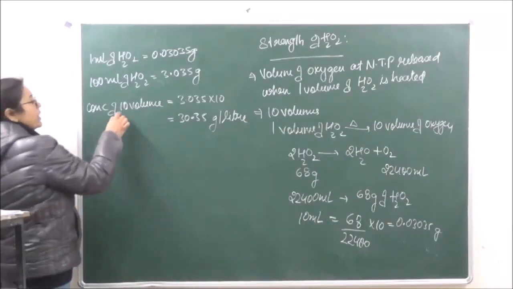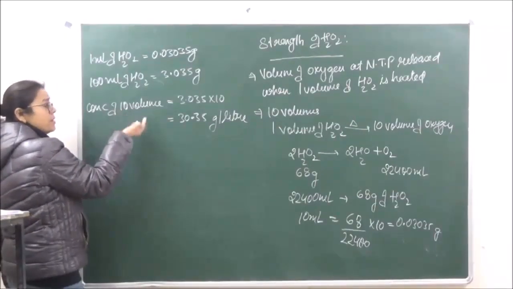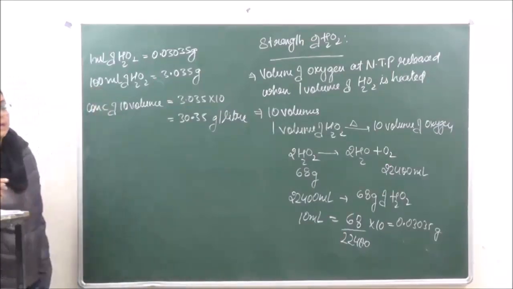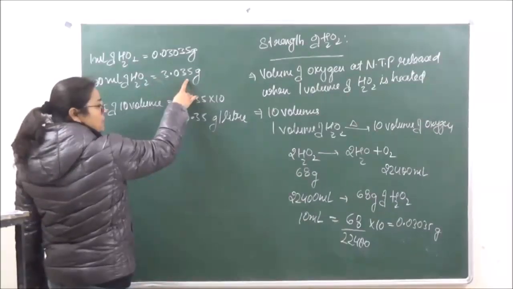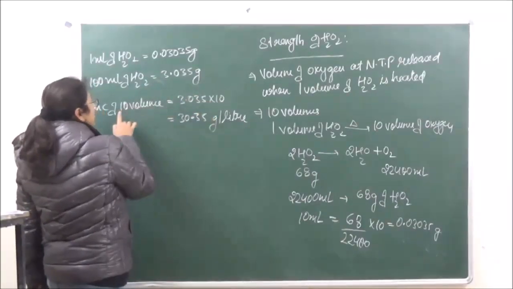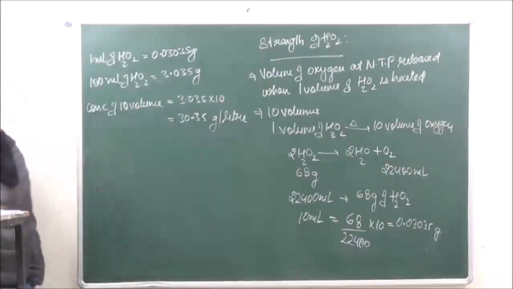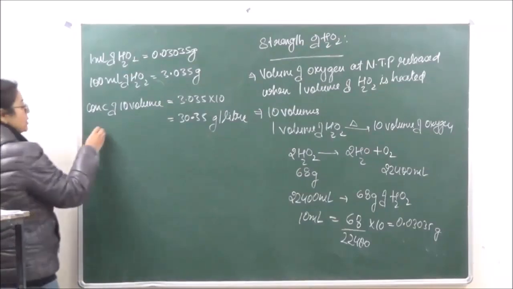But because we are going to calculate the concentration of 10 volumes, therefore this may be given 20, this may be given 30. That is how we have done it separately. So if they are given 10 volume, you have to multiply 3.035 into 10. If they are given 20 volume, you multiply it by 20 over here and so on. So this is how the numerical of this particular section has to be done, and this is important. Then we come to structure.